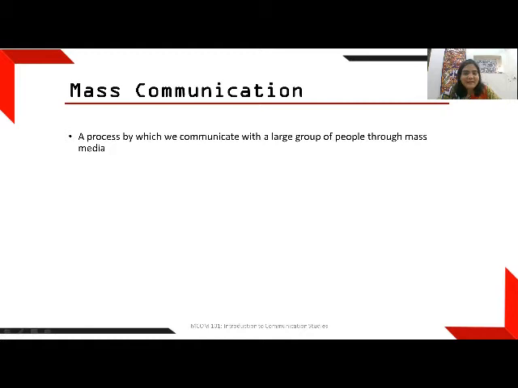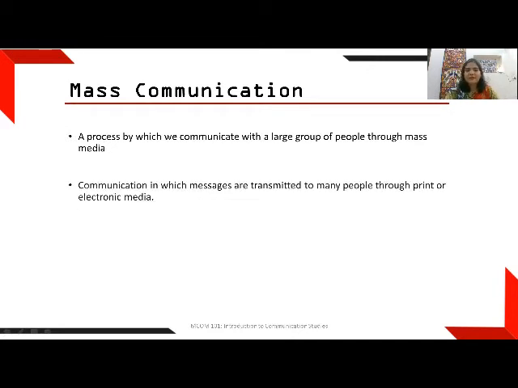And that technology is basically medium or media as we usually call it, because we use all those mediums to make sure that our message gets across to a lot of people. So we do see that television is there, or radio is there, or internet is there, and all of them are modes of mass communication. So this is a process where we are going to be communicating with a larger set of people through mass media.